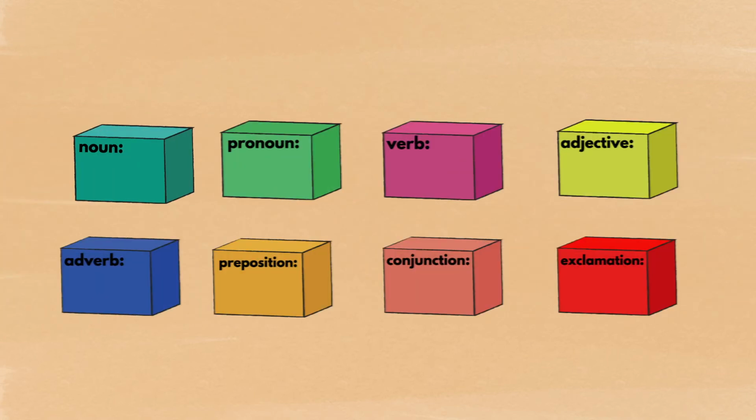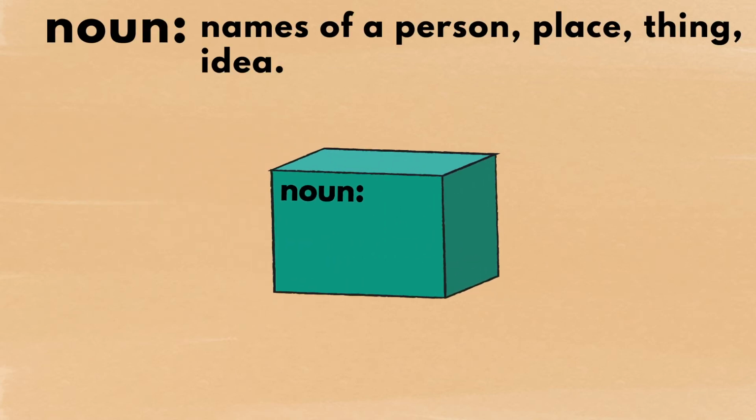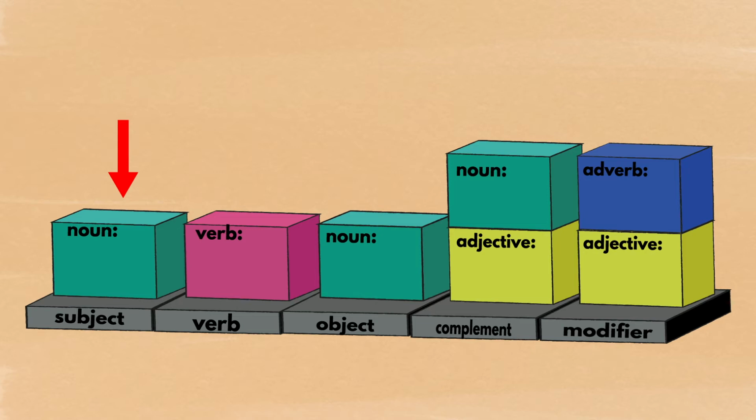Let's begin. There are 8 parts of speech. Let's start with the noun. Nouns refer to the names of a person, place, thing, or idea. For instance, Tom, Paris, a bike, and happiness. Nouns can go to the subject's position, object's position, and complement's position.